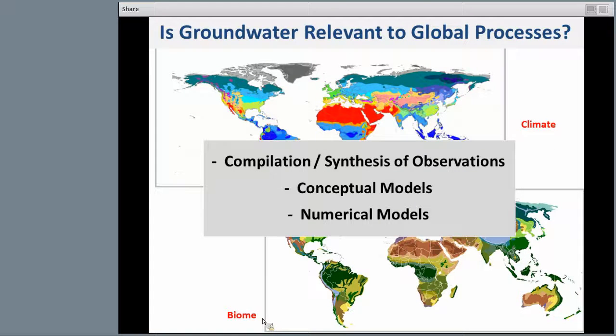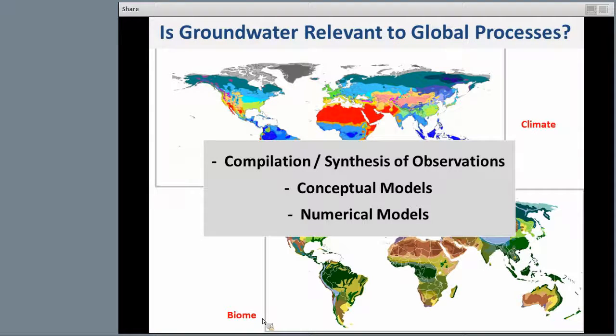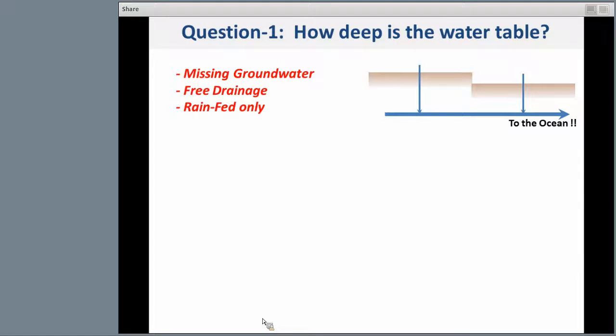And so I'm going to show some of my results of compilation and synthesis of observations and some conceptual models, and where possible, I'll use some numerical models. So which will also be the question of this talk, for the rest of this talk.